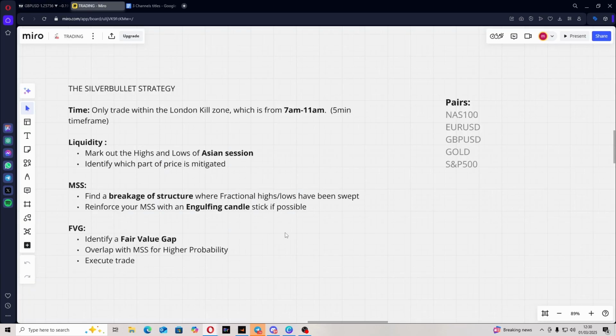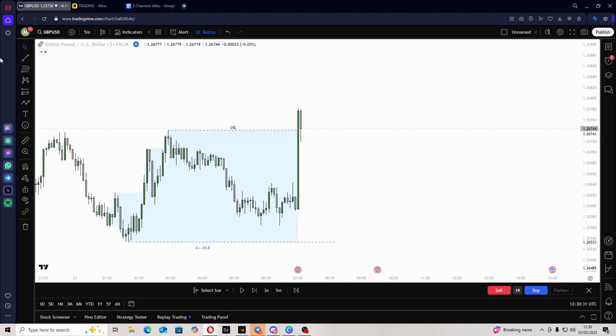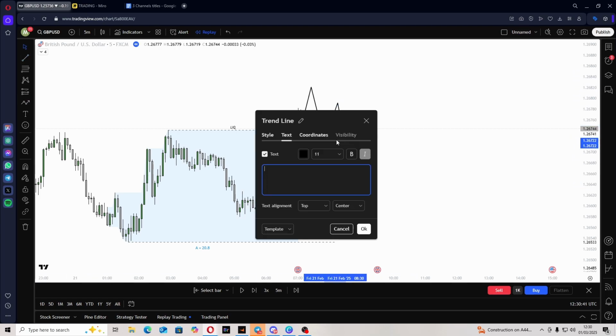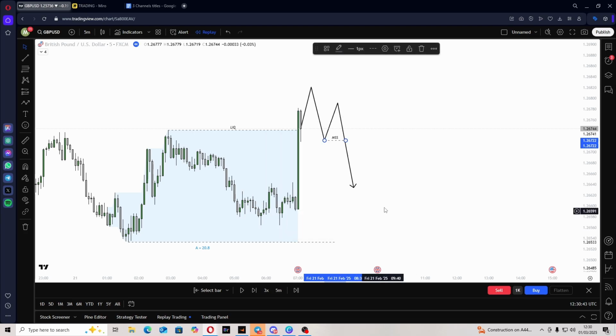Okay, after we get the liquidity point, all we need to do is find a breakage of structure where fractional highs and lows have been swept, and we can reinforce our market structure shift with an engulfing candlestick if possible. What we need to do now is find a breakage of structure. Let me show you exactly what it looks like. So let's say price did one of these moves, and then it would have broken itself. So you can see right here, this will be counted as a breakage of structure. Okay, this will be our market structure shift. So we need to find a similar move to this one.